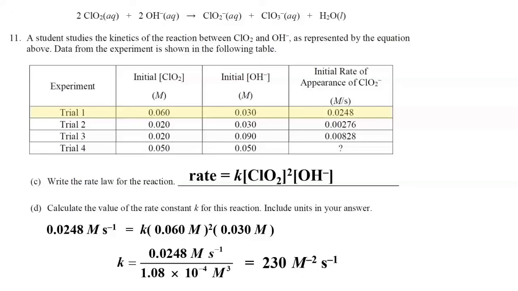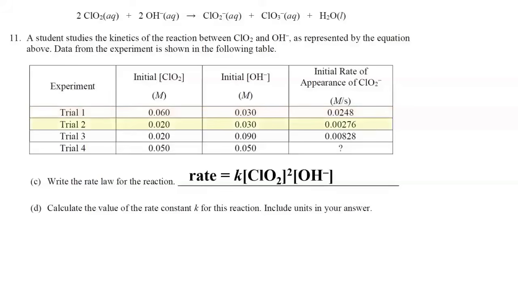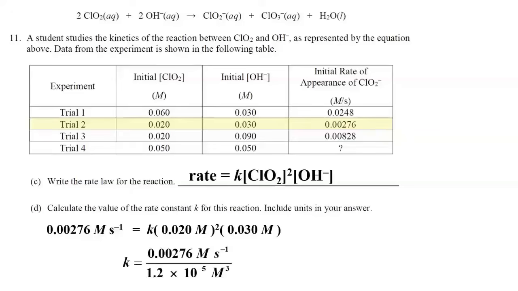What would happen if I had used the data for trial 2 or trial 3? I still should have gotten the same value for the rate constant. Let's take a look. In trial 2, it would have been 0.00276 molarity per second, and that equals the rate constant times 0.020 molar squared times 0.030 molar. If I do the math, I have a value of 230, and I still have the same units, which are molarity to the negative 2 power times seconds to the negative 1 power. So inverse molarity squared times inverse seconds.